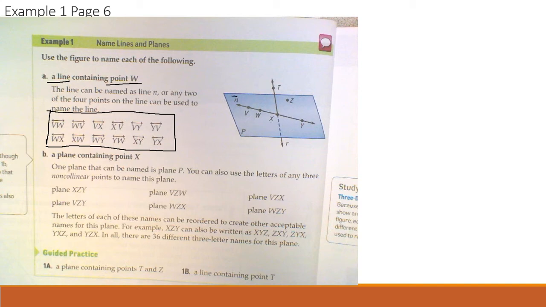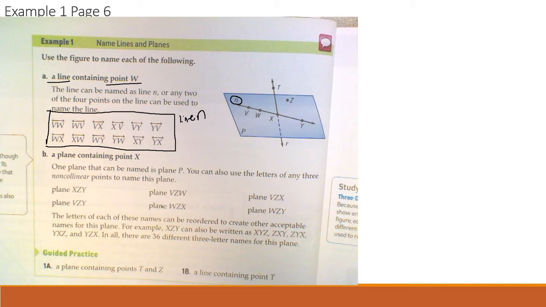You could also say line N. They didn't put this down there, but you could say line N because that also contains W. You could say, as they say here, line VY, because line VY goes through W, so it also contains W. So again, there's a bunch of different lines that contain W. As long as the line goes through W, we can say it contains it.